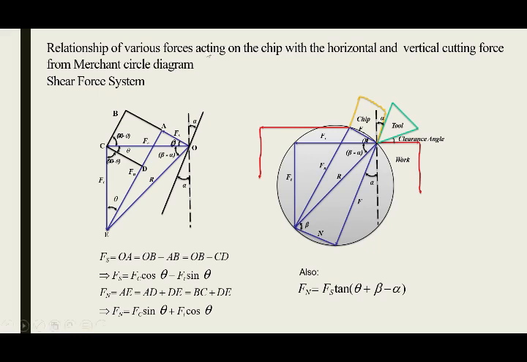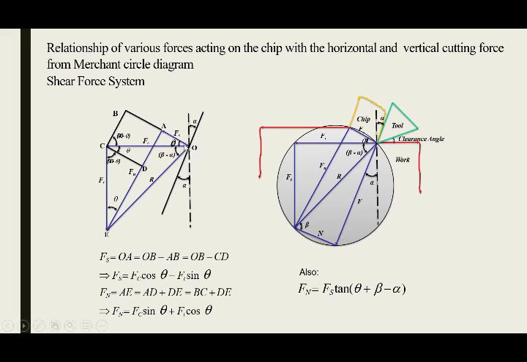Now let us consider the forces acting on the chip, that are Fs and Fn. Now a similar drawing as we have drawn earlier, but taking the angle theta instead of alpha, where theta is the shear angle, alpha is the rake angle, and theta is the shear angle. So in this case, considering this triangle, okay, Fs is OA. Okay, Fs is equal to OA.